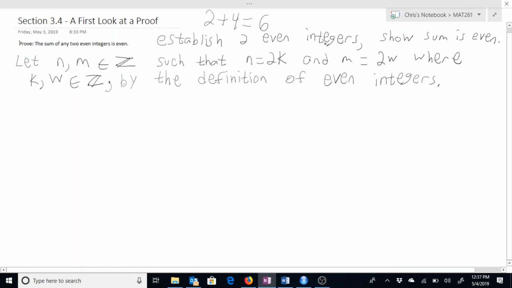So now, if we add n and m together, using the fact that n is 2k and m is 2w, this is equal to 2k plus 2w, which we could just do by substitution, right? since we already have these definitions.